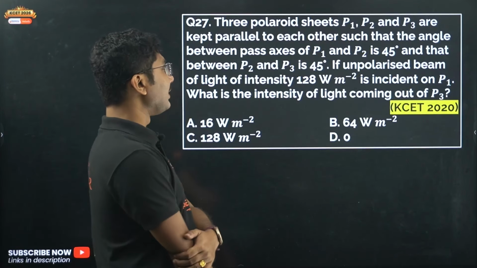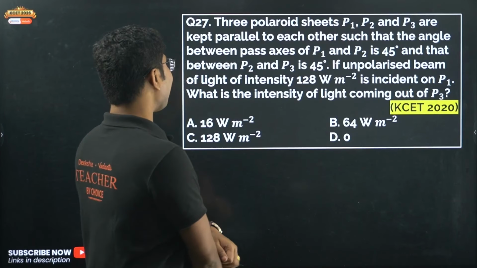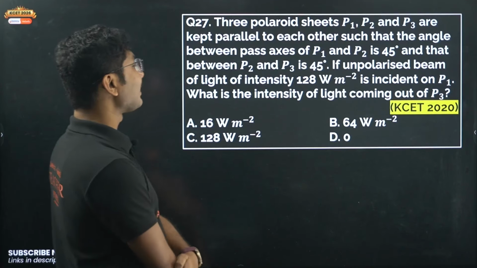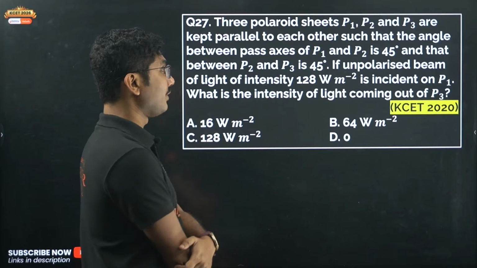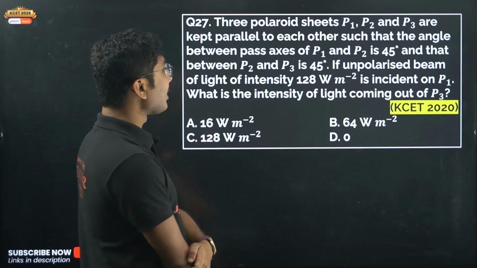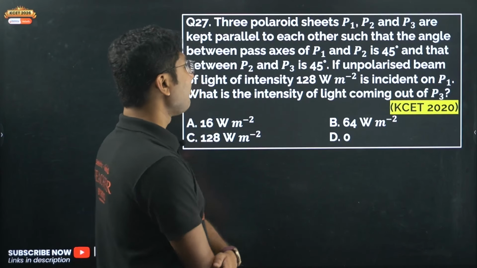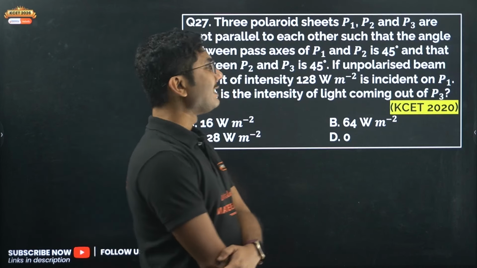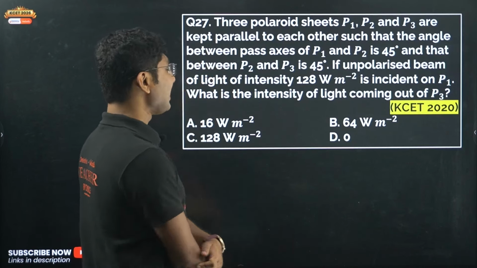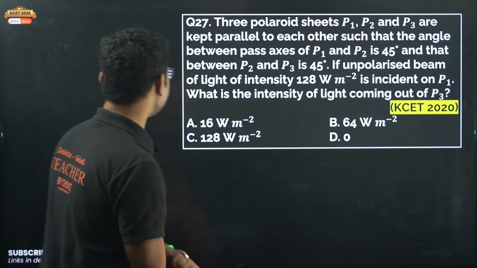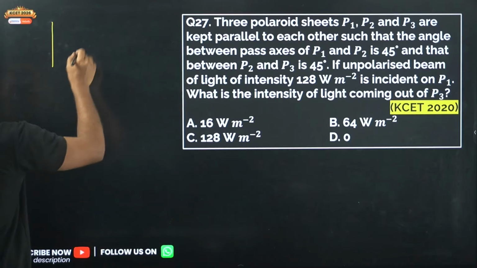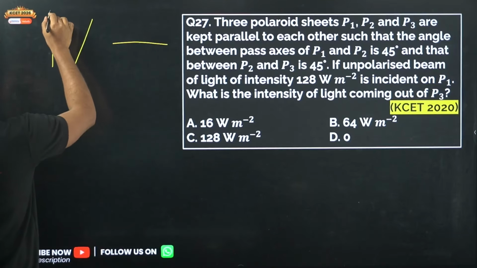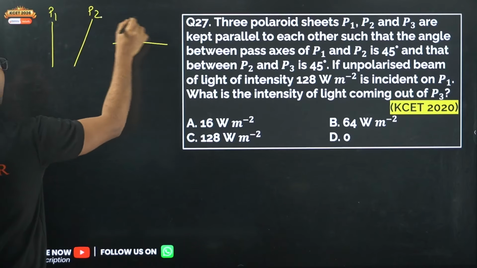Three Polaroid sheets P1, P2 and P3 are kept parallel to each other such that the angle between the pass axis of P1 and P2 is 45 degrees. That between P2 and P3 is also 45 degrees. If an unpolarized beam of light of intensity 128 watt per meter square is incident on P1, what is the intensity of light coming out of P3? So here we have P1, P2 and P3.